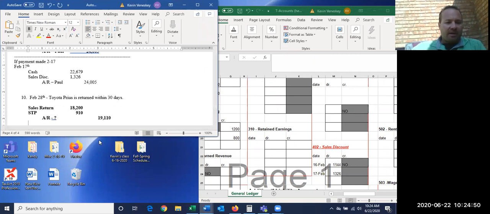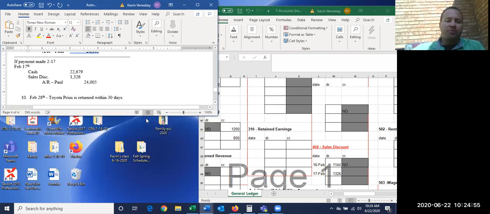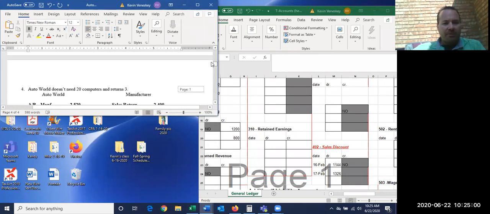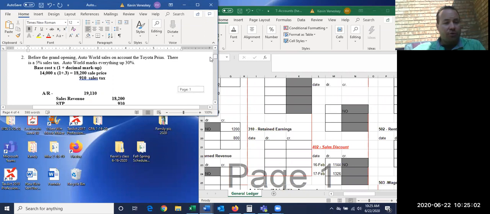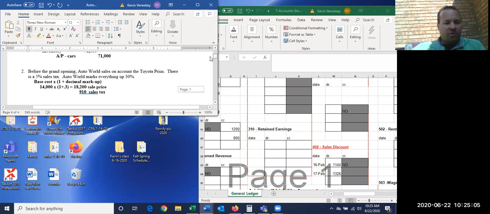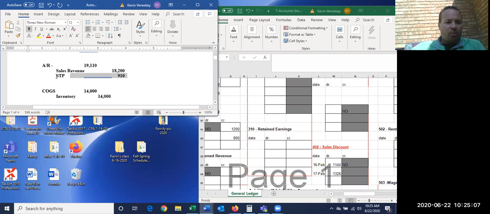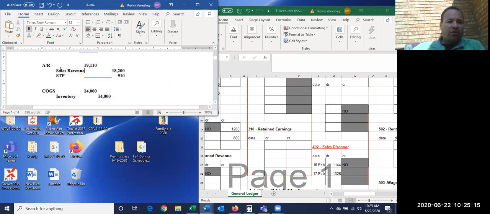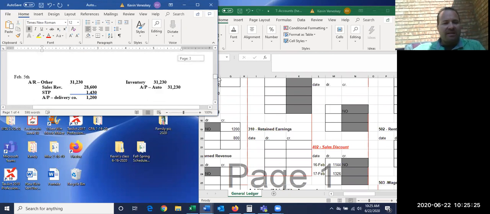Final piece here, if the Toyota Prius had been returned, because I allow them to return it within 30 days. So let's go all the way back to our Toyota Prius, way back up here to number 2 actually. We sold the Prius. When there's a return, remember what we do is we simply reverse the entire journal entry and, instead of sales revenue, when we reverse it and debit it, we call it a sales return. So we're going to debit our sales return for $18,200.